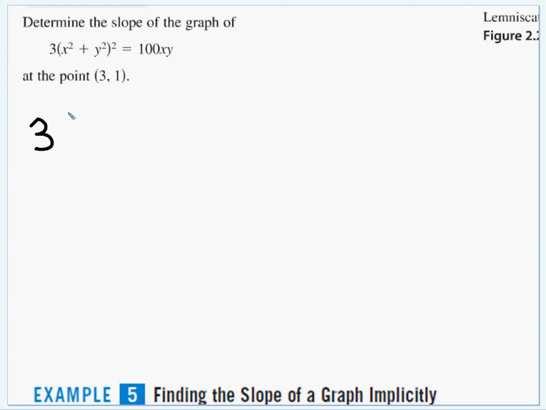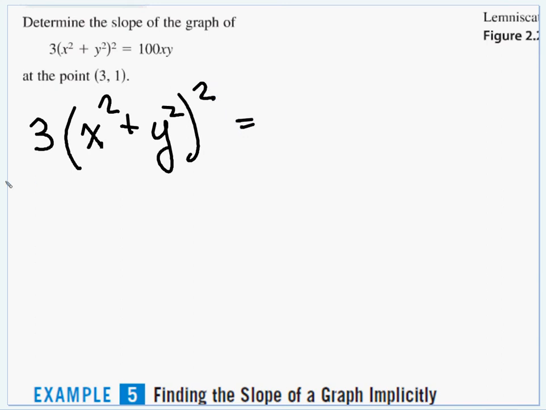So here's our function, 3 times the quantity x squared plus y squared, quantity squared. When I look at the left side, that is going to be a chain rule. And then our inner function has x's and y's, so there will be some implicit differentiation in there. And then on the other side of the equals, we have 100 times xy.